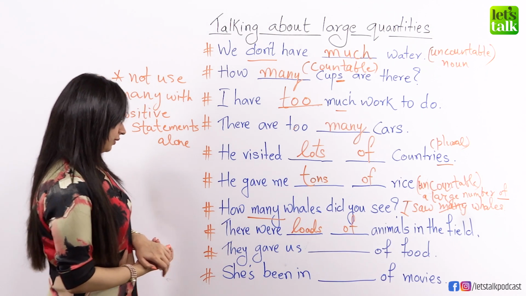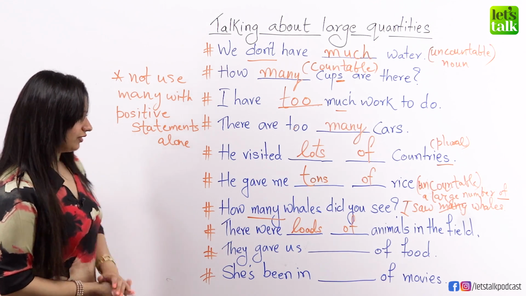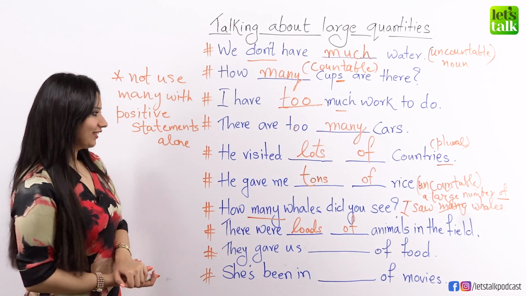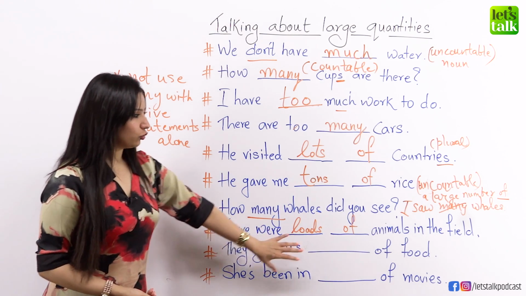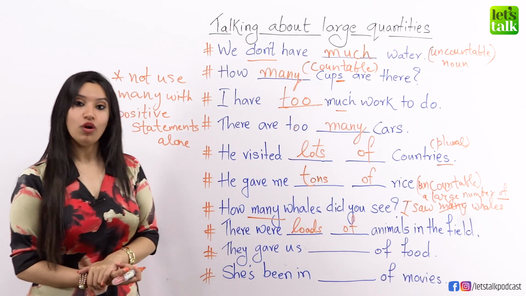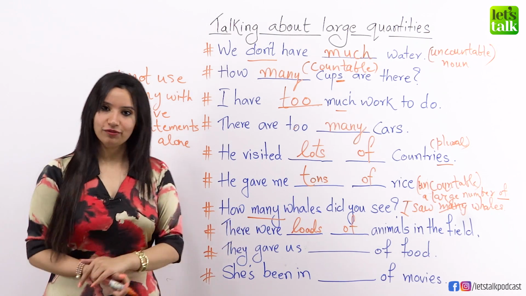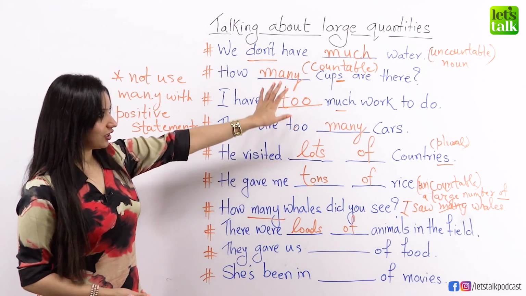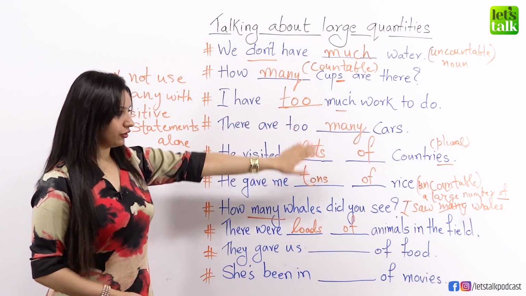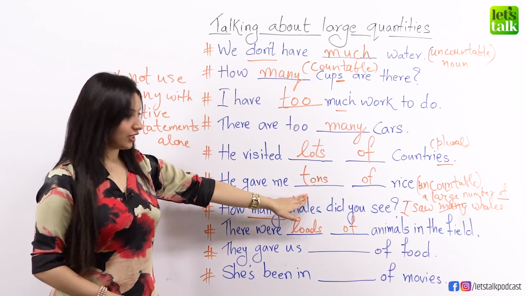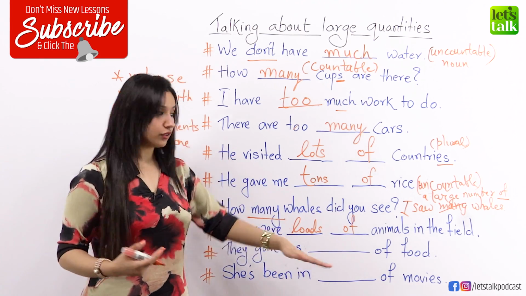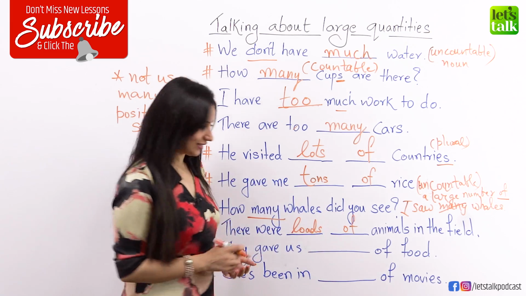The next one that we have is, they gave us dash of food. What would you write here? Think about it. Which word is there on the board that you can relate to food and which is also uncountable, because we do not say foods. So think of all the uncountable words that you have on the board. You could say either water or you could say rice, and as I have used tons of, you could say the same one here. They gave us tons of food or they gave us tons of rice.